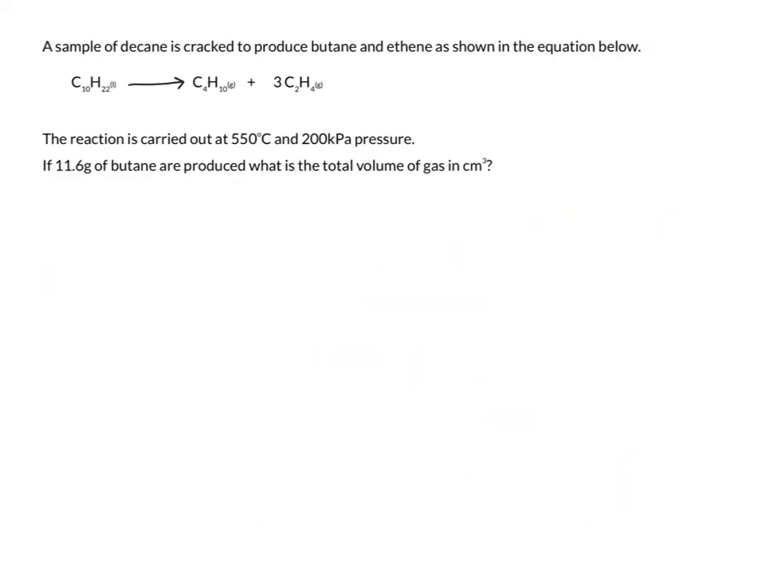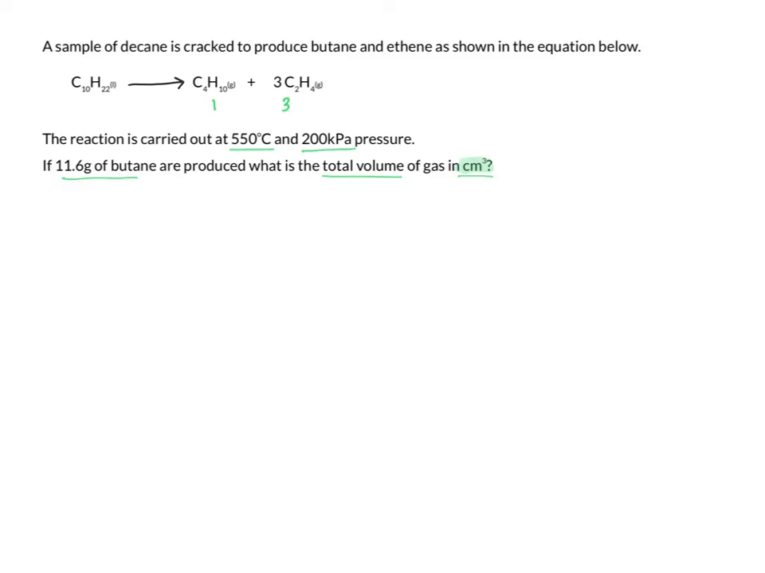Okay, we'll take a look at one last question now. A sample of decane is cracked to produce butane and ethene as shown in the equation below. We've got decane on the left and we've got butane on the right and 3 moles of ethene. And that's really important, that the decane produces 1 mole of butane and 3 moles of ethene. Now, the reaction is carried out at 550 degrees Celsius, that's T, and 200 kilopascals, so there is P. And our command is, if 11.6 grams of butane are produced, what is the total volume of gas in cubic centimetres? That's so important, let's highlight that.